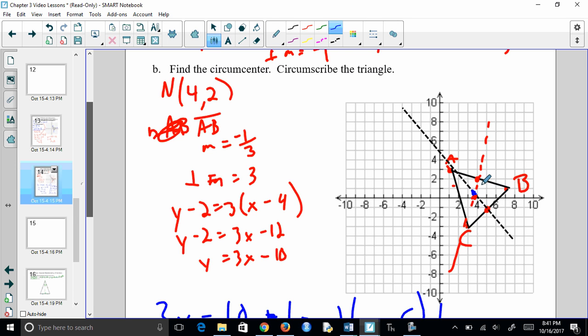Now it says find the circumcenter. We've done that. Now it says circumscribe the triangle. So what we want to do is take our compass or something like that, and if we drew this accurately, we should be able to draw a circle that correctly hits all the vertices of the triangle. We might be a tiny bit off because there's some human error in there. But that's one of the good things about the circumcenter: it's equally distant from all three vertices. So we can use it to circumscribe the triangle.